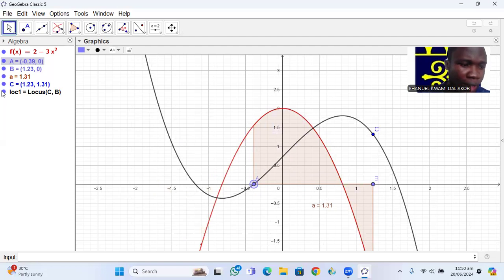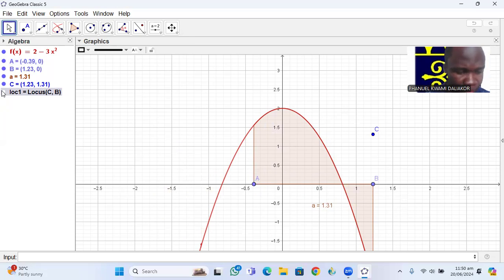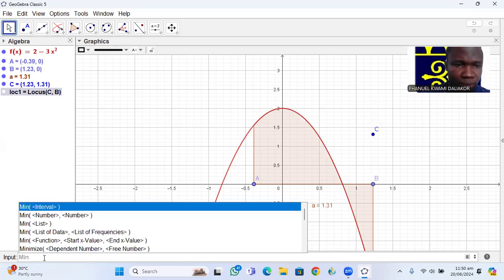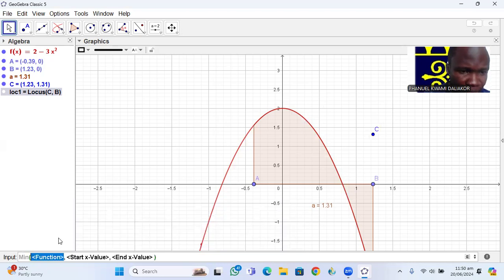Now I can hide my locus. Okay, now I can find the minimum point or the maximum point in this function. So with that I can type minimum of function f.